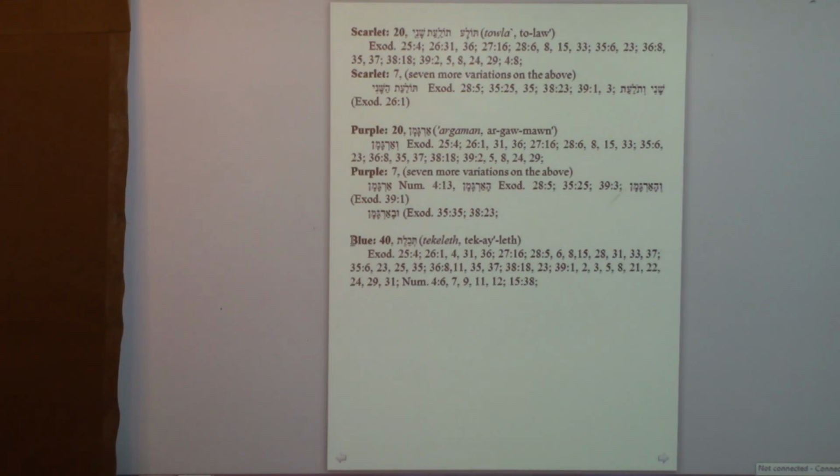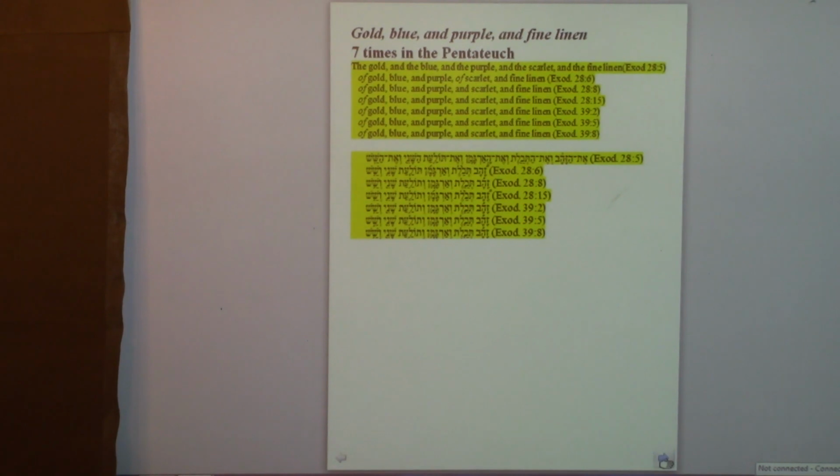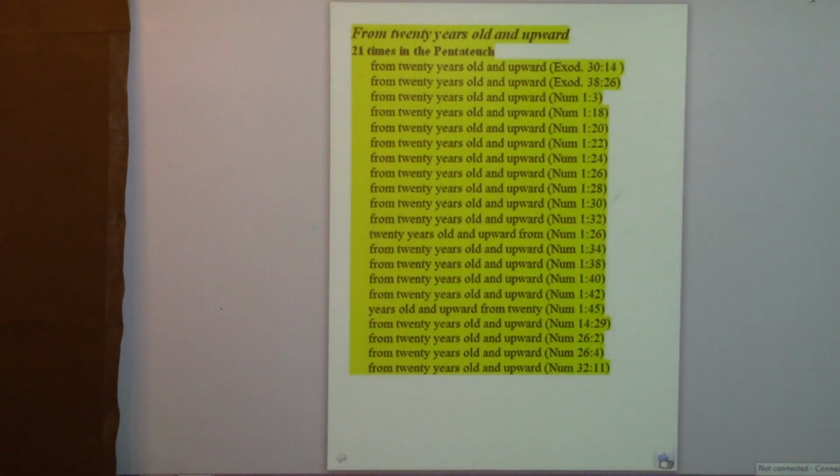And then blue appears 40 times in the Pentateuch. Gold, blue, purple, and fine linen together, 7 times. "20 from 20 years old and upward," 21 times. The first 2 are in Exodus, notice.